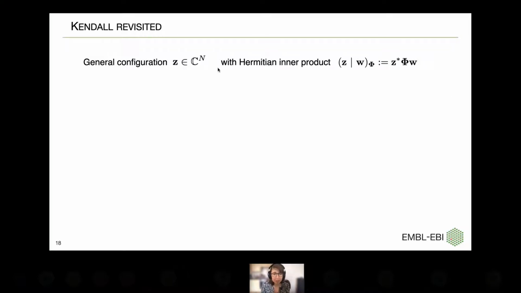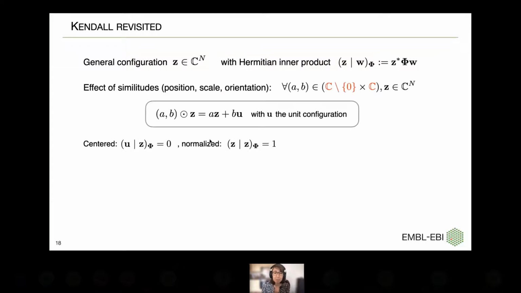Why did I switch to complex numbers? Well, because if you remember what we wanted to do in the first place, we want to consider the Kendall shape of objects. So we want to consider what remains once we have removed position, translation, scaling, and orientation. And this becomes actually quite easy to formulate now that we are in the world of complex numbers.